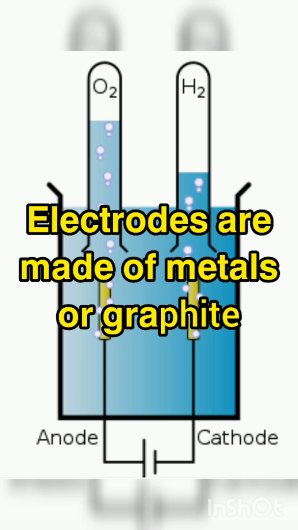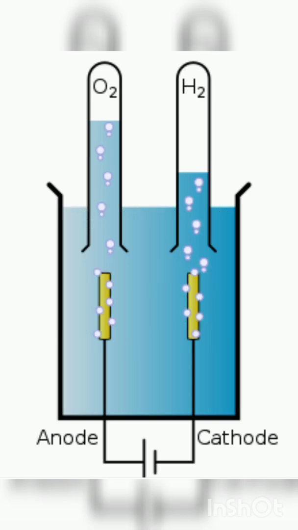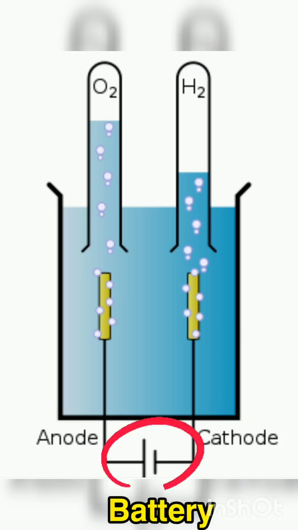The electrodes are connected to the two terminals of the electrolytic cell. The positive electrode, connected to the positive terminal, is known as the anode, and the one connected to the negative terminal is known as the cathode. A battery is used to produce energy in the cell.